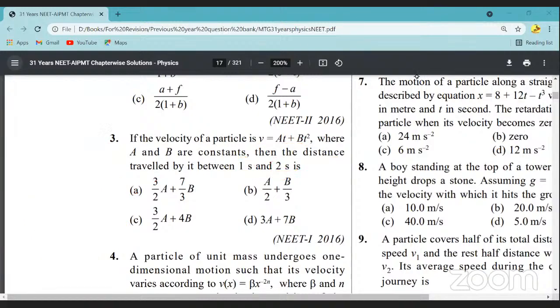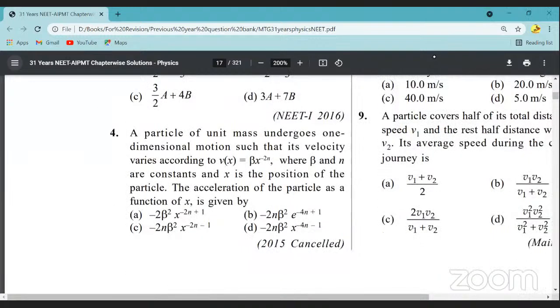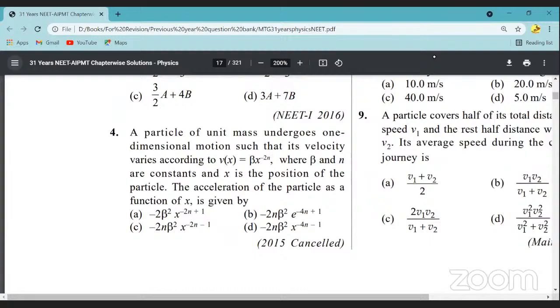Okay, question number 4. So we are solving the previous year question bank. If you can solve, if you can do all this, then you have confidence. Chalo, solve question number 4.